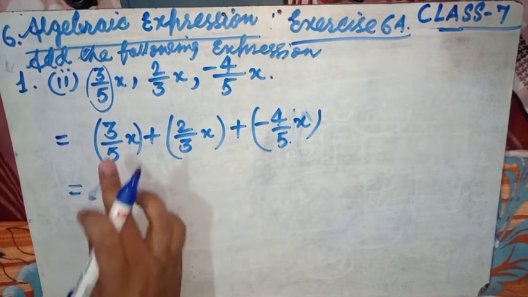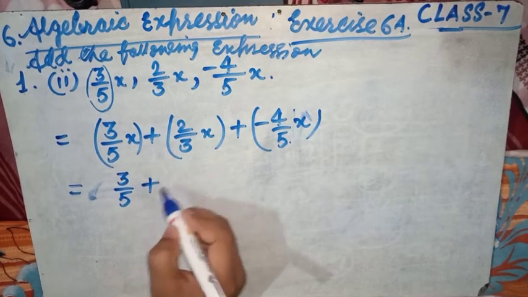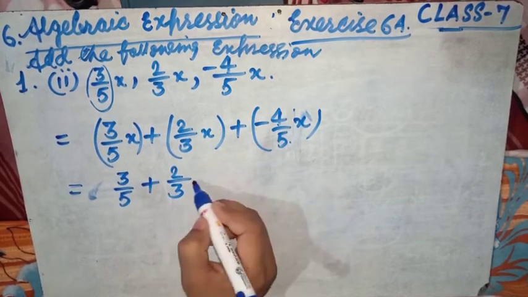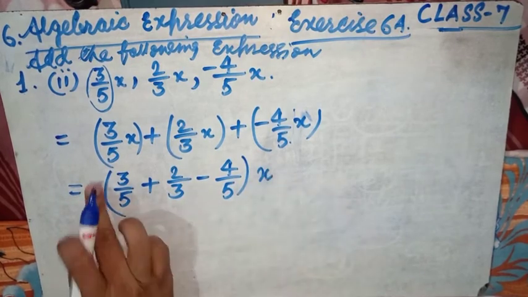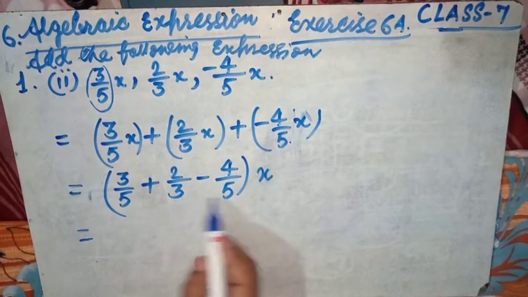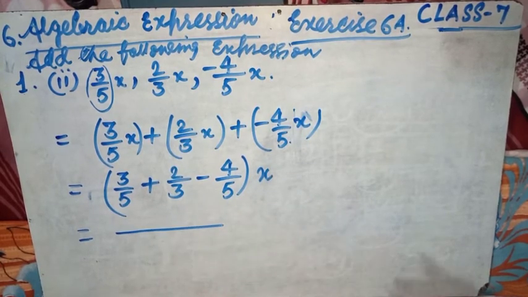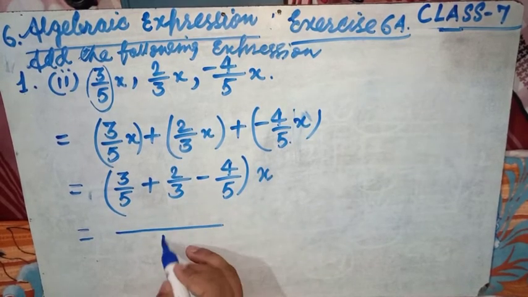So x is outside, write 3 by 5 plus 2 by 3 plus into minus 4 by 5. Now either the right hand side or the left hand side, we can write, it doesn't matter. x is brought outside. Now here 5, 3, 5, we have to follow the same previous old fashioned method, means find the LCM of all denominators. 5, 3, 5 LCM is 15.